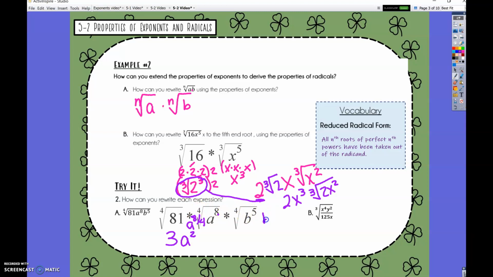And this one, if I write this as b to the 5 over 4, I'm going to have 4 of them in here. I'd have b to the 4th times b to the 1. This b to the 4th can reduce with this 4th root and have a b come out there, but I still have one b left inside that 4th root. This right here would be our final answer. Almost everything reduced out of the radical except for that last b in b to the 5th.